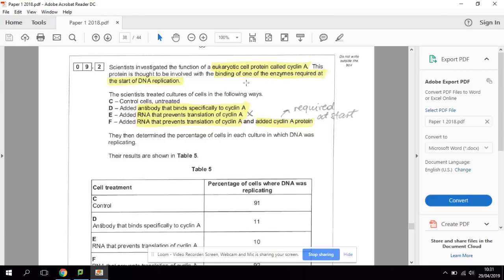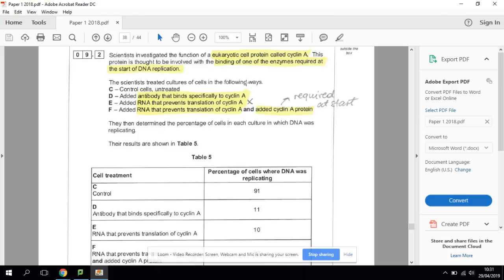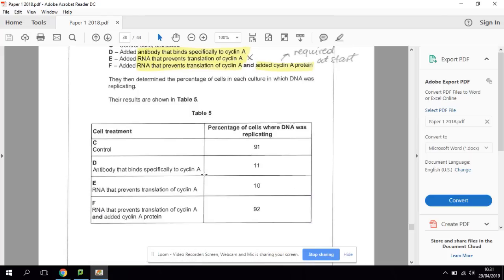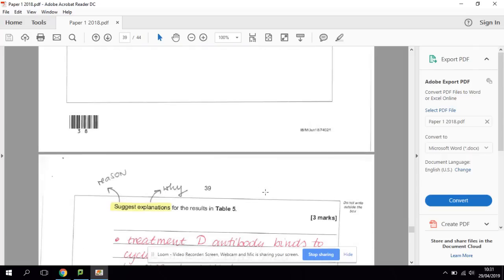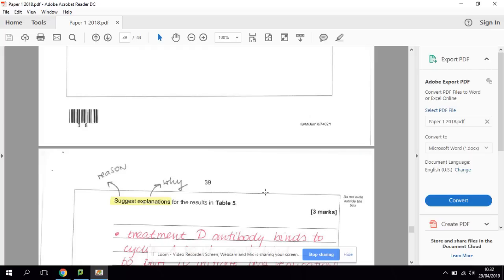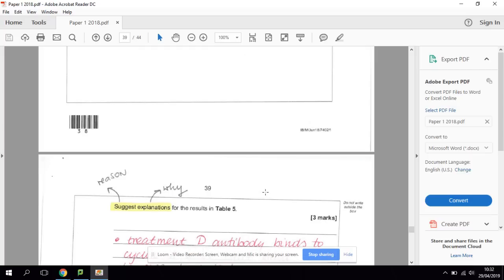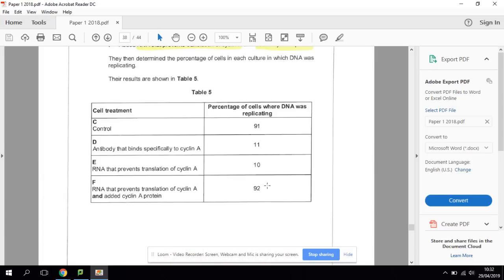So they work out the percentage of the cells in each culture in which DNA was replicating. We've got results in table 5. Okay, so different results, as we can see here, the pattern 91, 92, 11, 10. Okay, so what's the question? So it's an explanation for those results. In other words, why are they high?